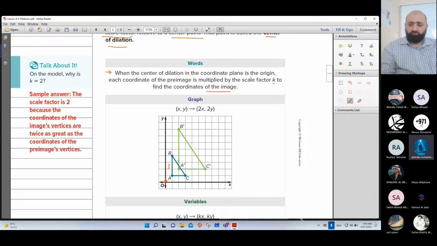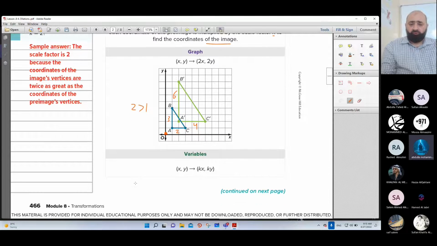If you count here 1, 2, 3, 4, 5, 6. Here 1, 2, and here 1, 2, 3, 4. As you see, 3 times 2 will be 6, and 2 times 2 will be 4. So x will be 2x and y will be 2y. The scale factor here will be 2, greater than 1, so here we have an enlargement.